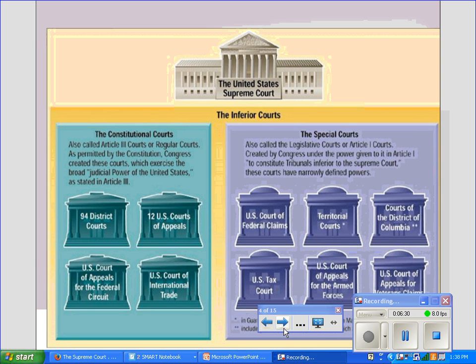And then there's 12 U.S. Courts of Appeals. So if you want to appeal the way that this ended, you would go to a court of appeals. Then there's a federal circuit of appeals. A lot of the cases from the special courts would go to the U.S. Court of Appeals for the federal circuit. And then there's the U.S. Court of International Trade, which is under a constitutional court, but it's kind of more of a special court. If you appeal a case, does it go to a new judge? Yes.